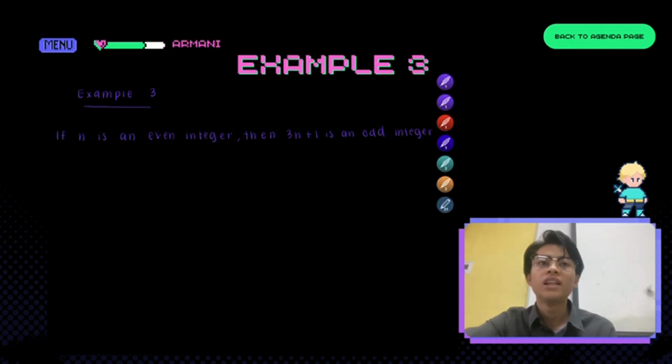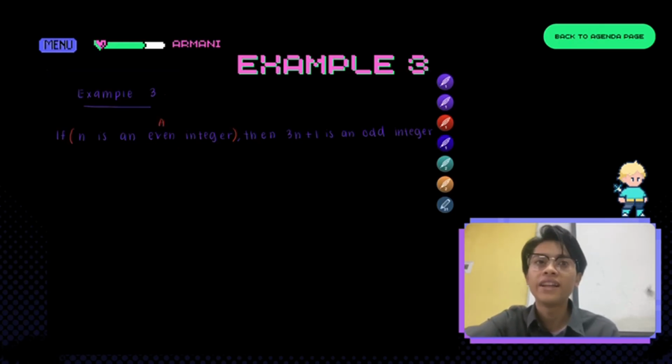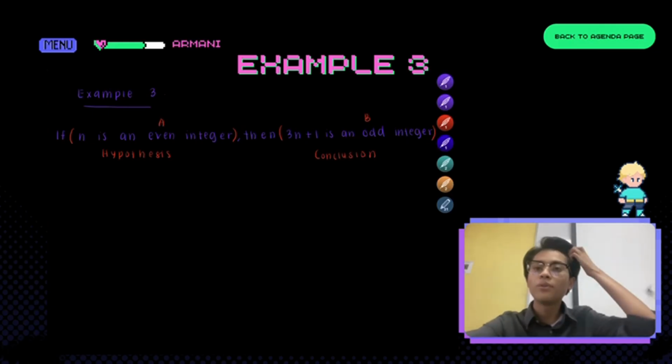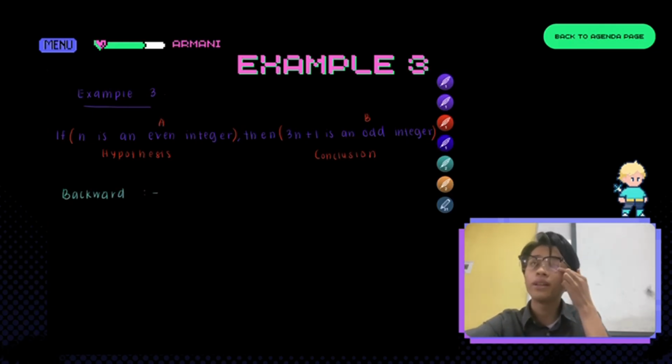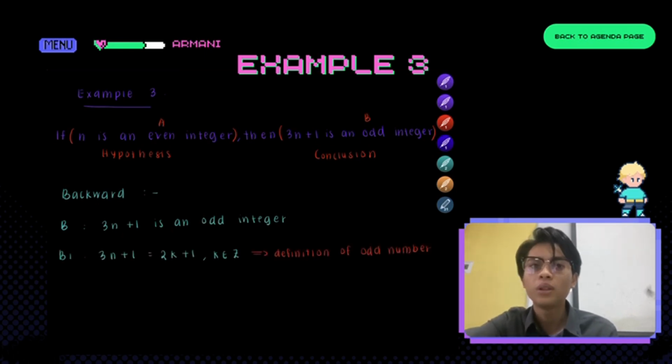Example 3. If n is an even integer, then 3n plus 1 is an odd integer. From this we get that n is an even integer is A, the hypothesis, and 3n plus 1 is an odd integer is B, the conclusion. So now we will do the backward method. B, 3n plus 1 is an odd integer. B1, 3n plus 1 equals 2k plus 1, k is an integer. That is the definition of an odd number.